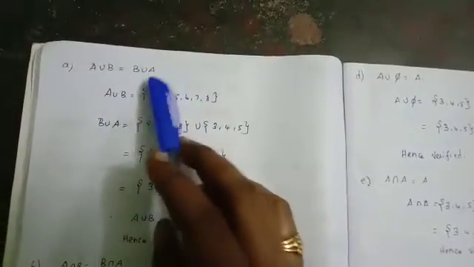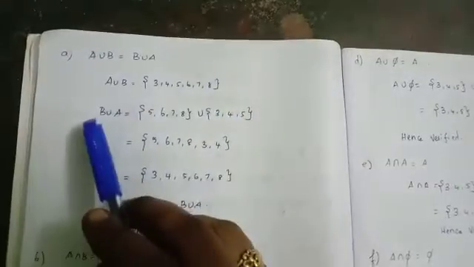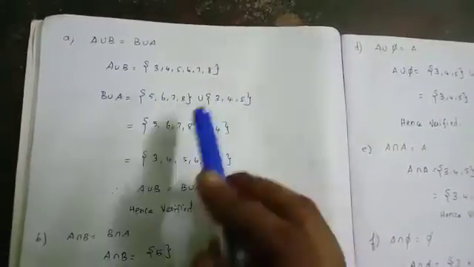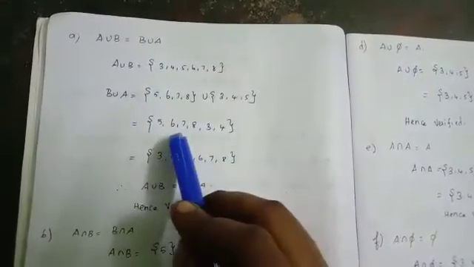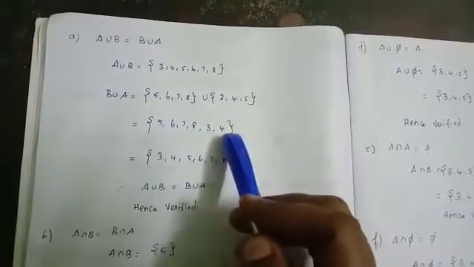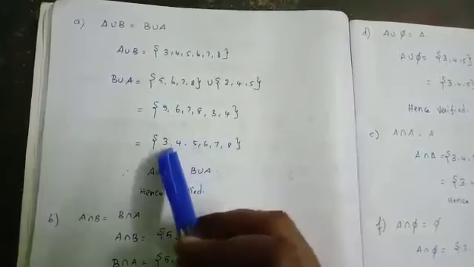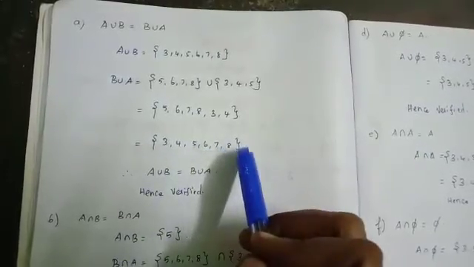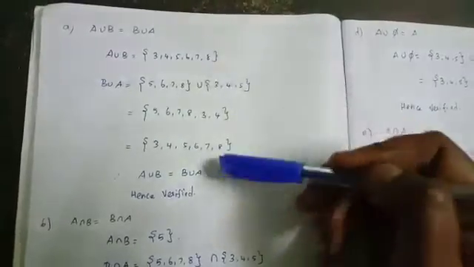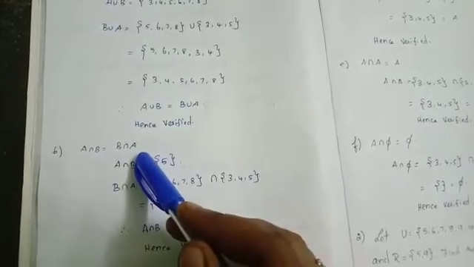A union B is equal to B union A. So you verify that. You already know the A union B value. Now you find B union A: B set union A set. Union means all the terms will be written. So start from 5, 6, 7, 8. You continue with 3, 4, but 5 is already there, so no need to write another 5. So you arrange the numbers in order: 3, 4, 5, 6, 7, 8. You see that B union A and A union B are both the same answer. Therefore, hence verified.